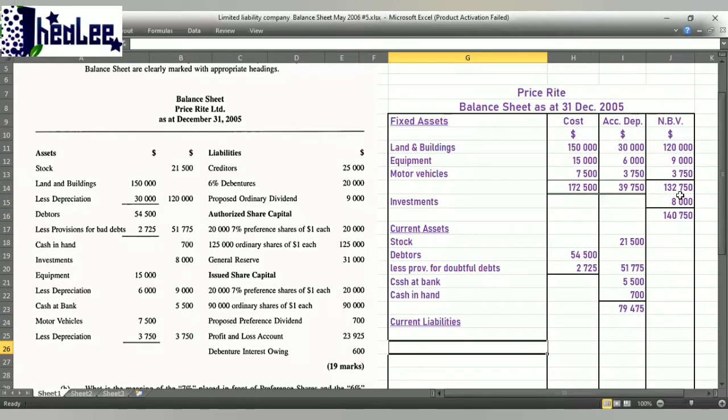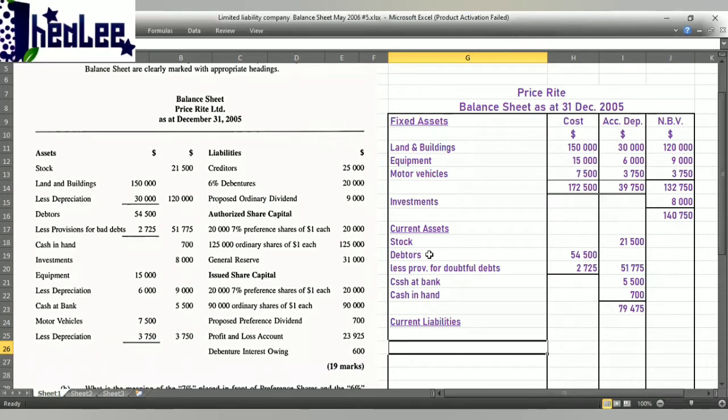After the fixed assets, you're seeing a total of 132,750 for the fixed assets. There was an investment, and because this is a long-term investment, it is shown directly after listing your fixed assets, and that value is added to your net book value, which gives us 140,750. If the investment was a short-term investment, that would have been listed among your current assets.